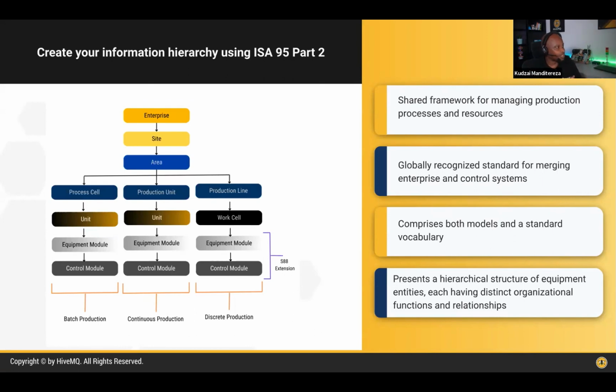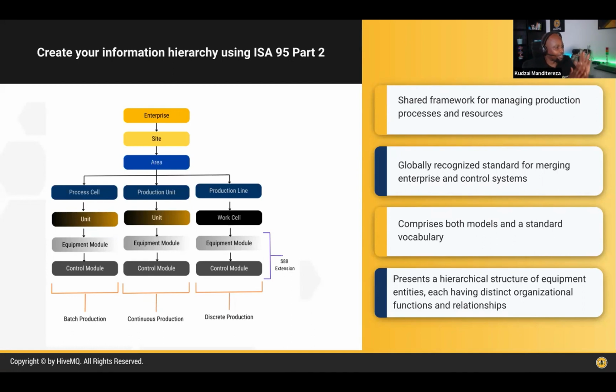So a way of creating an information hierarchy is not a hard and fast rule, it's a recommendation. We already have ISA 95 Part 2, which is a shared framework that shows you how to manage your production processes and resources. It's sort of an asset model that says how you structure or lay out your assets within your enterprise. A lot of systems, ERPs, already follow this convention, so it would make sense for you to pick it as a way of structuring your data, to say, this is how I'm going to represent my data sources.